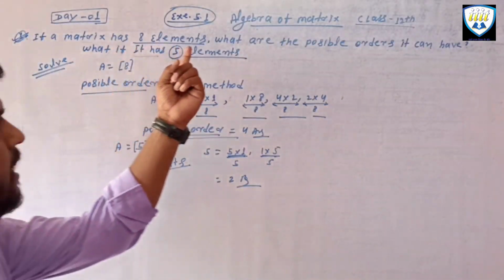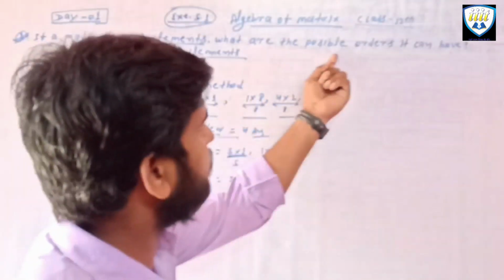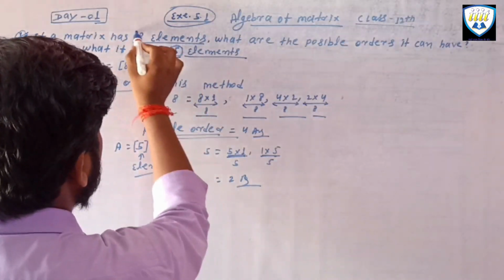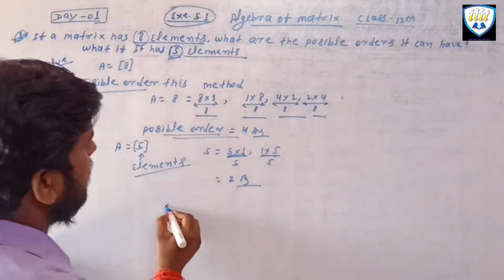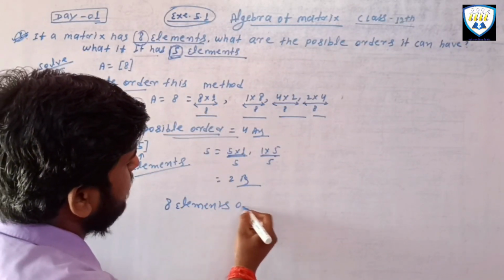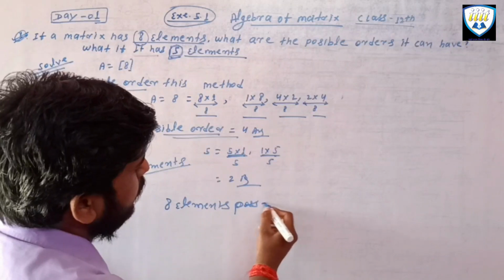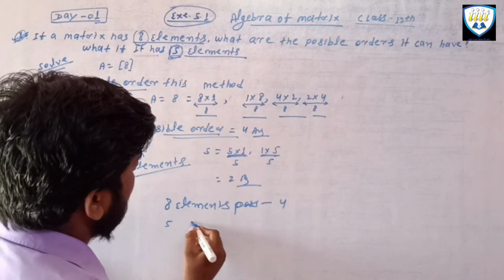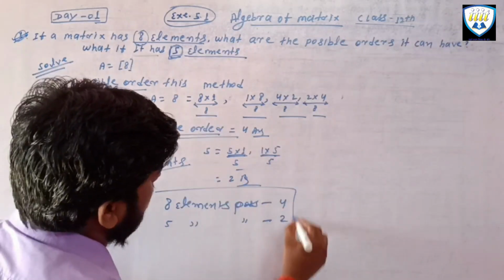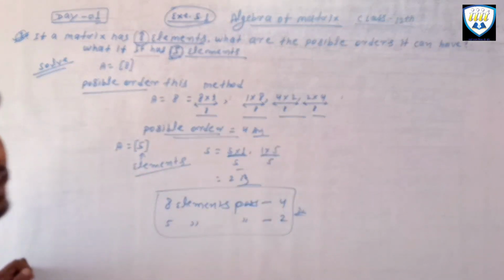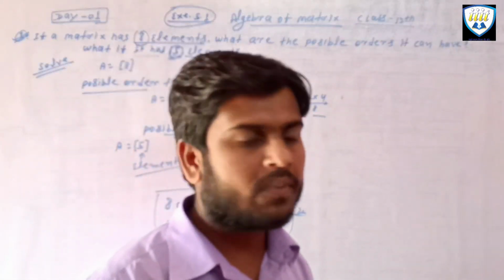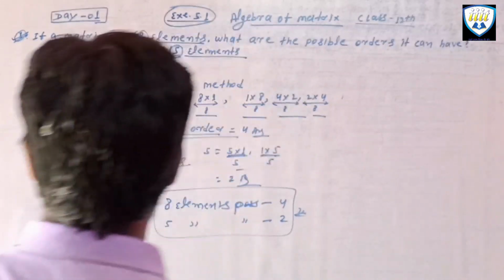So a matrix with 8 elements has 4 possible orders, and a matrix with 5 elements has 2 possible orders. That is the answer. Anybody doubt? The method is the same. Next, question number 2.